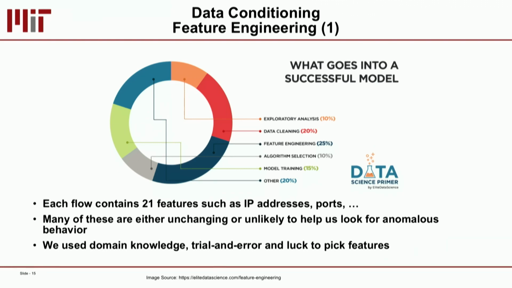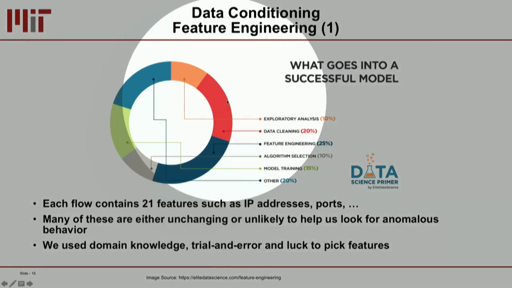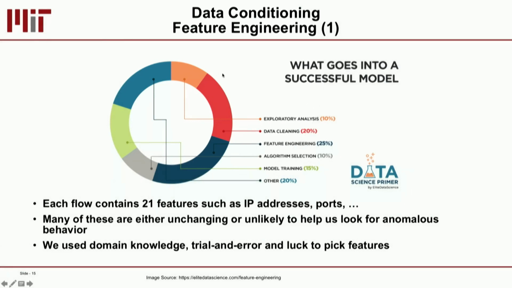And so this is bucketed into the area of feature engineering. Feature engineering is really, really important. You'll spend a lot of time doing this on new data sets. Each of these flows contains about 21 different features, and we need to look for which of these features make sense for us to pass into a machine learning model. Others we're just going to end up training on noise.